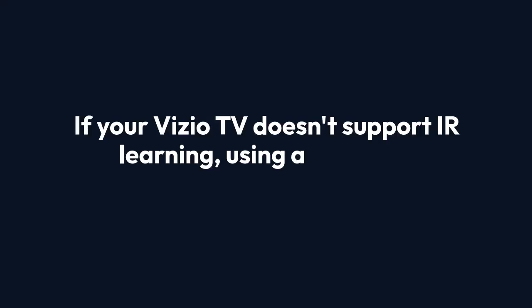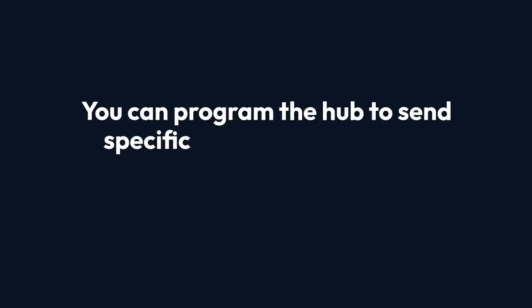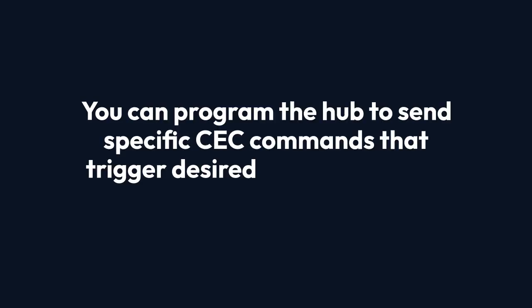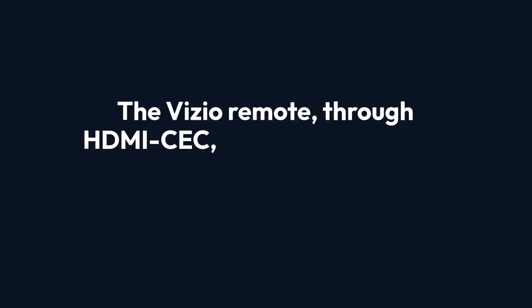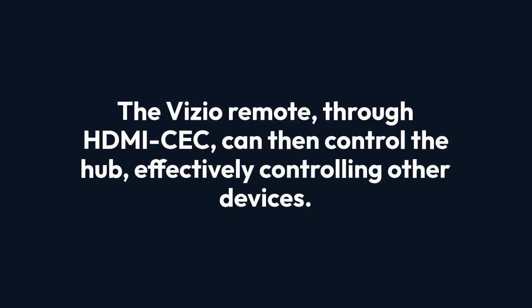If your VIZIO TV doesn't support IR learning, using a universal remote or a home automation hub connected via HDMI CEC offers an alternative. You can program the hub to send specific CEC commands that trigger desired actions on other devices. The VIZIO remote, through HDMI CEC, can then control the hub, effectively controlling other devices.